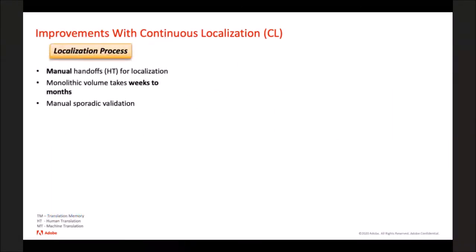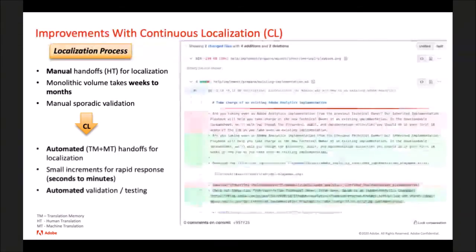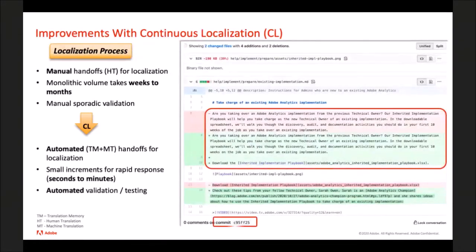The next improvement we made to the localization process: prior to continuous localization, we had manual handoffs. Since it was manual, it was a monolithic volume with a bulk of data, and it used to take weeks to months to get translated. There was hardly any testing done on that data for syntax validation and other things. With continuous localization, we automated the handoff process. We use TM plus MT as our MT first strategy, followed by HT, and we can always send the files in small increments for rapid response. That way we can get the files translated within seconds to minutes, depending on the amount of data.